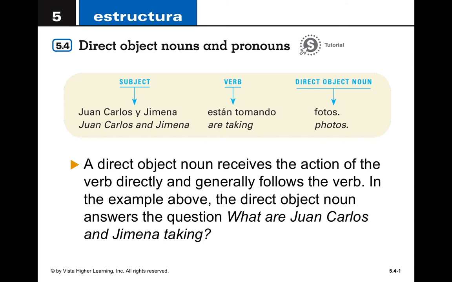So as you can see in this sentence that's here, Juan Carlos y Jimena están tomando fotos. It breaks it down, right? It tells you that the subject is Juan Carlos y Jimena, the verb is están tomando, and the direct object is fotos. So basically, the direct object noun is the thing that's receiving the action, sort of, if you think of it that way, of the verb, right? So you're taking what? You're taking photos, okay? So that's what this tells you. What are Juan Carlos and Jimena taking? They're taking photos.